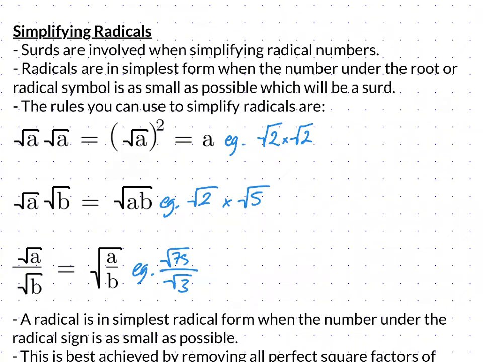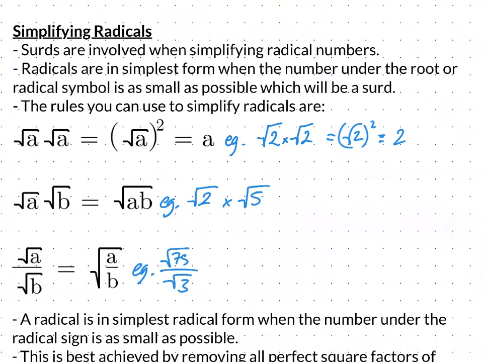Root a times root a is the same as root a squared, which cancels out the square root there. So root a times root a is just a. For example, you've got root 2 times root 2. That is the same as root 2 squared, which cancels out the square root. So it's going to be 2.